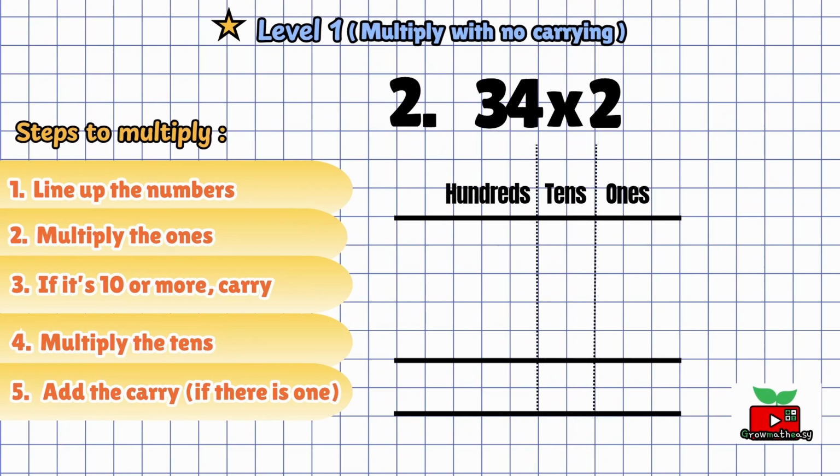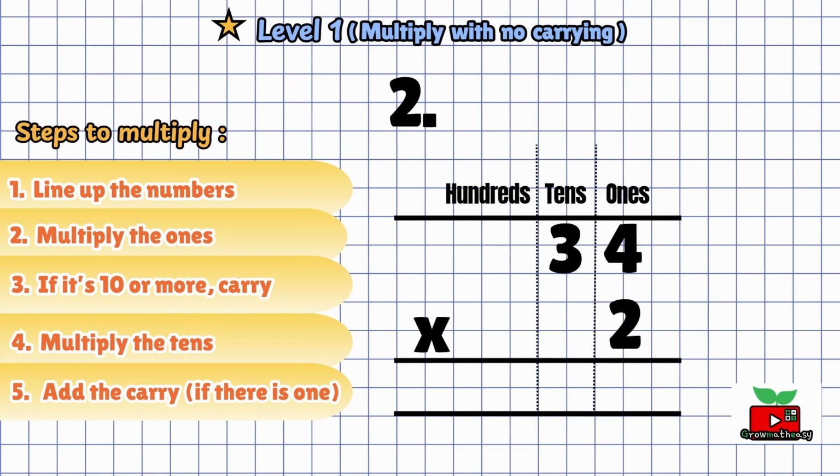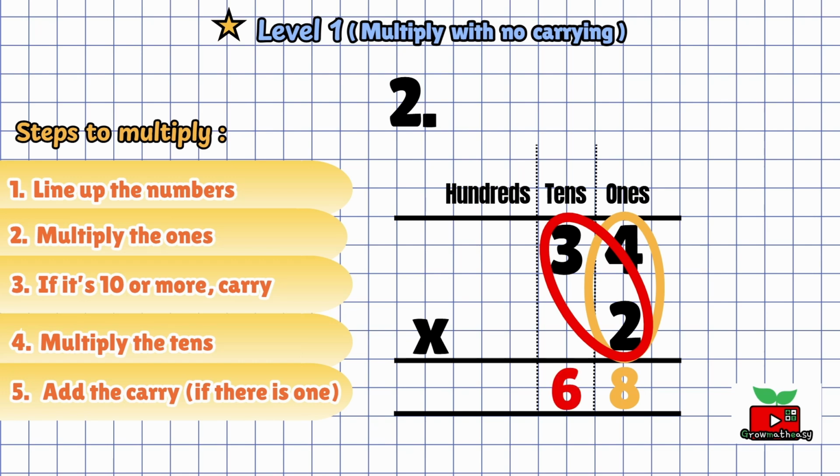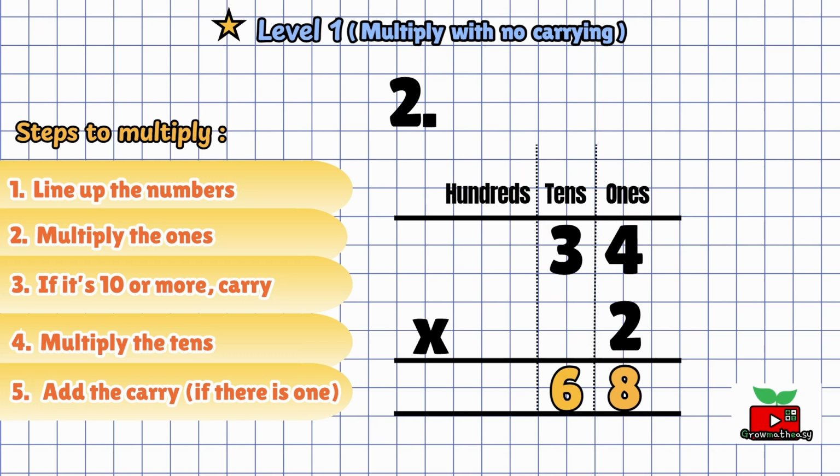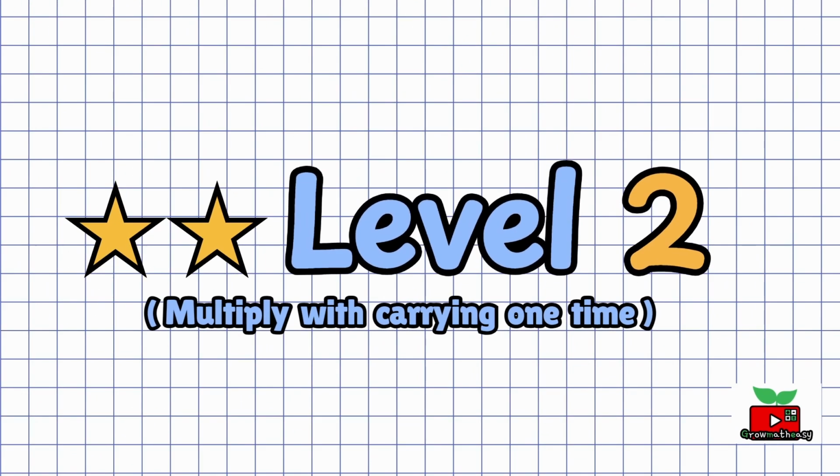Question 2. 34 multiplied by 2. Step 1. Line up the numbers. Step 2. Multiply the ones. Draw a little butterfly wing to focus on the ones. 2 times 4 equals 8. 8 is a one-digit number, so no carrying is needed. Then, multiply the tens. Draw another little butterfly wing to help focus on the tens. 2 times 3 equals 6. There's no carried number to add, so just write 6. The answer is 68. Let's move to level 2, multiplication with carrying one time.